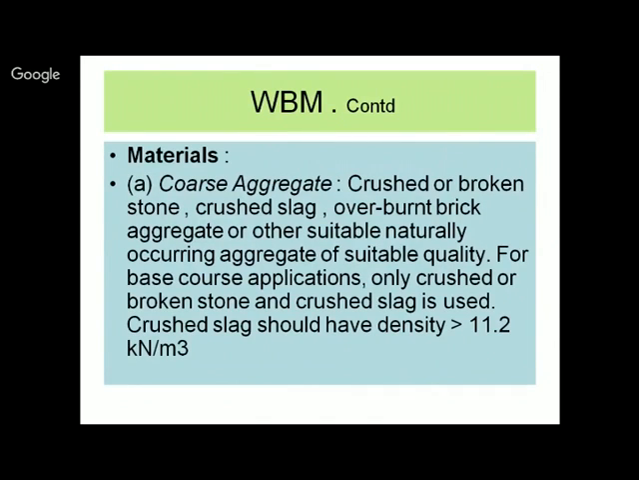We have the coarse aggregates, which can be crushed or broken stone. It can be crushed slag, overburnt brick aggregate, or any other suitable naturally or otherwise occurring material which can meet your grading and other strength requirements. For base course applications, we look only for crushed or broken stone, and if you are going to use crushed slag, it should have a density of 11.2 kilonewton per meter cube, that is 1.12 gram per cc. So that's the option given to use the waste material, but mostly we use crushed or broken stone.